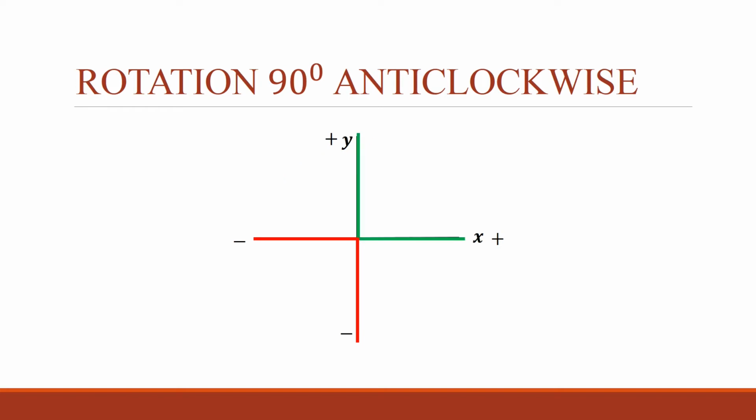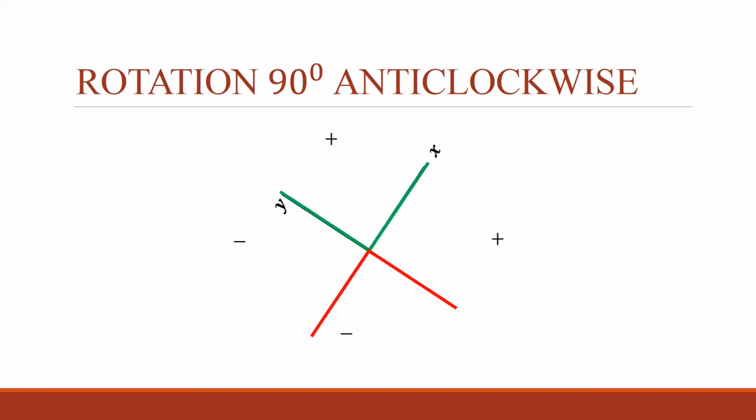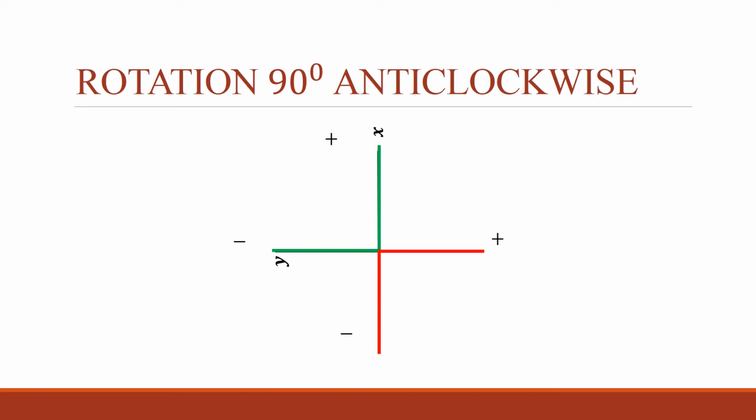Let's observe how rotation 90 degrees anticlockwise is performed. Remember, anytime you are performing rotation, it starts within the first quadrant. Since we are moving back, the y moves first, then the x follows. And right now we've covered an angle of 90 degrees. This is what we mean by rotation 90 degrees anticlockwise.